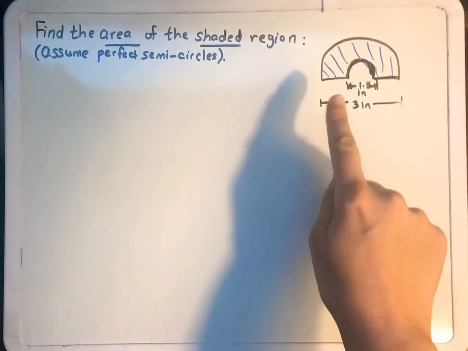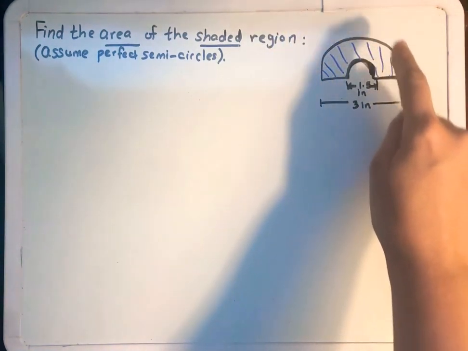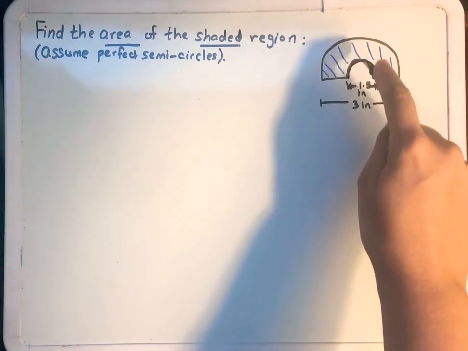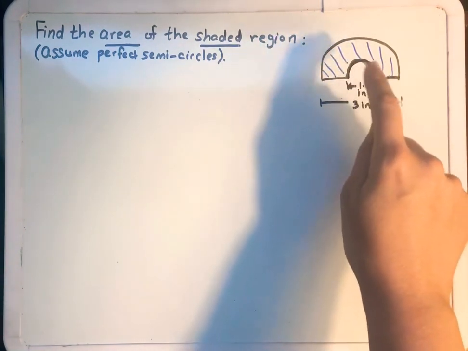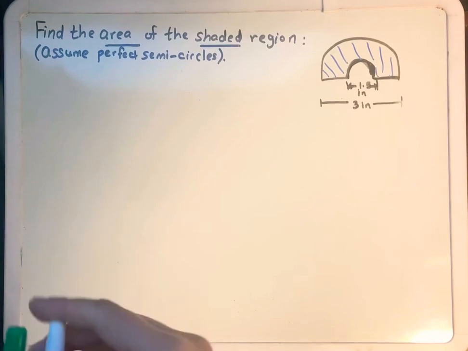In this case, the drawing, which I haven't done a great job of, I apologize, it appears to be a larger semicircle, but part of it has been removed, and that part that's unshaded is another semicircle. So we need to assume we're dealing with semicircles, and let's talk about the two areas under discussion.